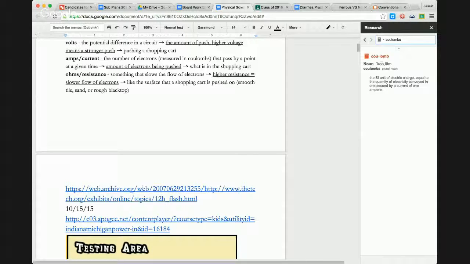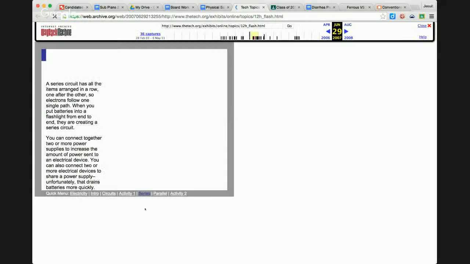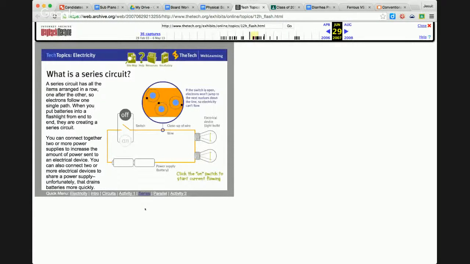So if you can go to this website right here, click on the web.archive.org, then I will take you through kind of what this shows you here. And this is something that we looked at before, and this is something I'm going to show you. You can see that this is an open circuit.